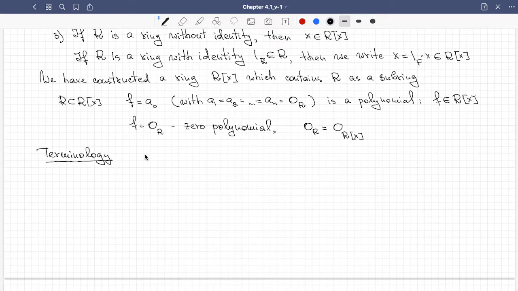So for a polynomial f, which is a naught plus a1x plus many more plus a n x to the n, we will call a naught the very first coefficient, the constant term. So a polynomial is an element of our ring of polynomials. We call a naught the constant term.